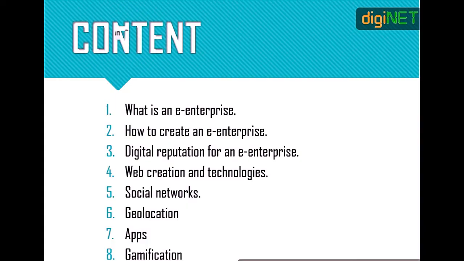The content of this video lesson is going to be related to identity and digital reputation in the business world. The first content is about the meaning and the main characteristics of an e-enterprise. The second talks about creating an e-enterprise, what we need and how we can get it. The third one introduces us to digital reputation, what it is and how we can control it.